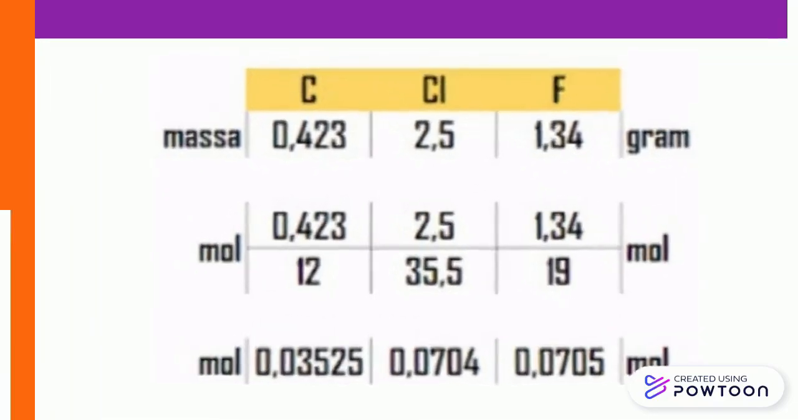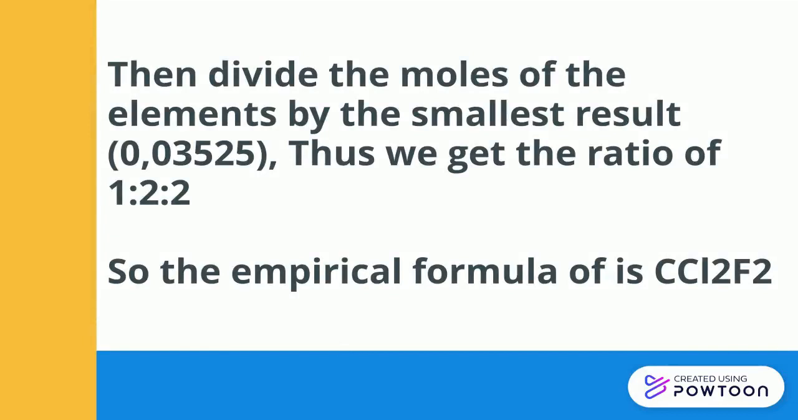Then divide the moles of the element by the smallest result, that carbon has at 0.03525. So we get the ratio is 1:2:2:2. So the empirical formula is dichlorodifluoromethane.